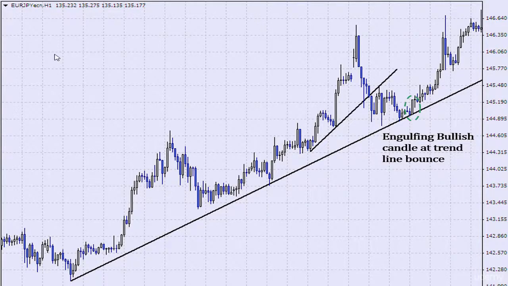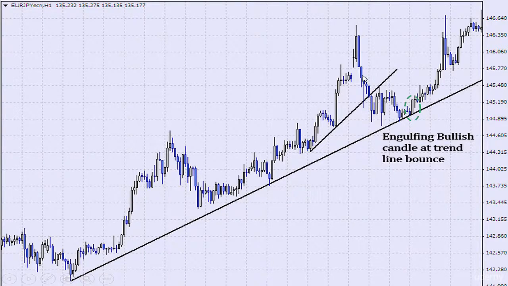So let's look at this. Here we have the inner trend line. You can see the inner trend line is broken. Here it acts as resistance. Okay, it prevents prices from going higher. So we say it acts as resistance.